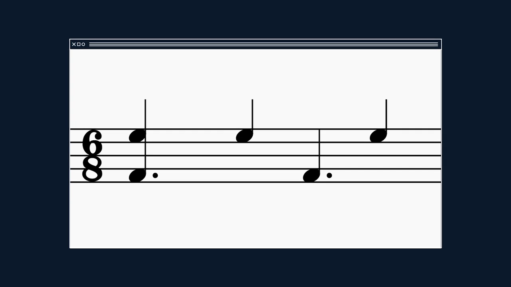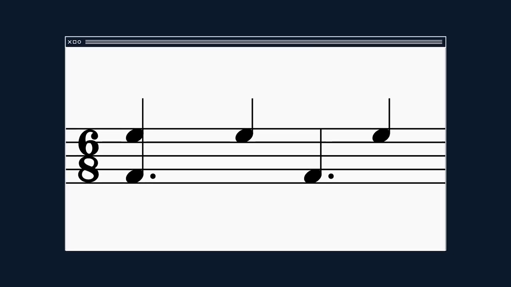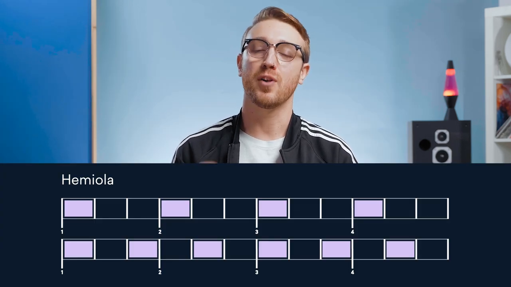The Hemiola is the occurrence of 3 evenly spaced notes superimposed over 2 evenly spaced notes. It's important to note that both the group of 3 and the group of 2 occupy the same amount of space, which gives the Hemiola its distinct syncopation and rhythmic dissonance. This can easily be achieved by accenting every other eighth note triplet.